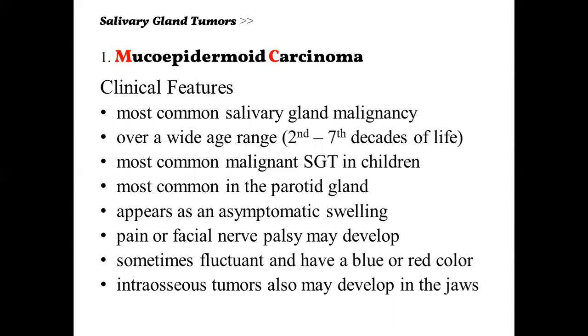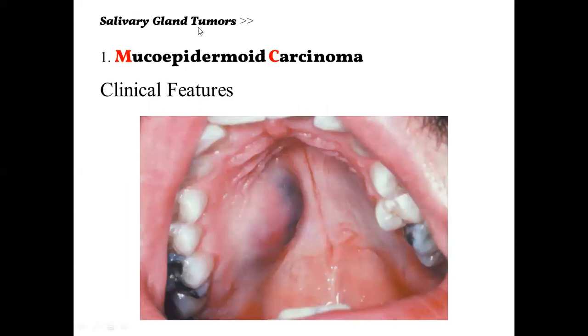At first, it appears as a symptomatic swelling. Pero pagde-develop yan ng pain or facial nerve palsy. Sometimes, mag-iiba din yung kulay niya. It can also become blue or red. Minsan, nagkakaroon ng intraosseous mucoepidermoid type. Yan. So, ito yung sinasabi ko sa inyo kanina na magiging bluish to purplish yung kulay. So, pag nakakita ko ng ganyan, isa sa pwede nyo maisip as differential diagnosis ay yung mucoepidermoid carcinoma.